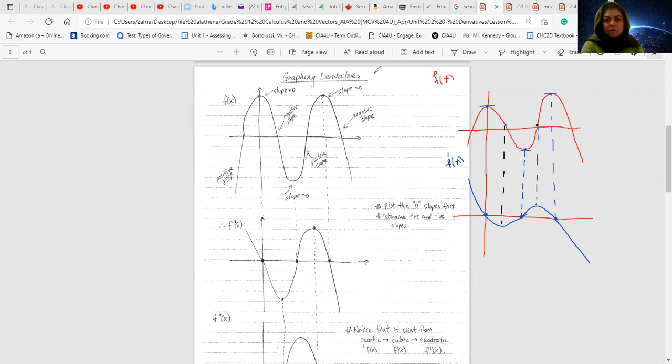Now I'm going to graph the second derivative, f double prime of x. Again, I need to find the zeros of my function. Here I have a maximum and a minimum. The slope is a horizontal line. This is going to be the zeros of my f double prime. Here and here, right?